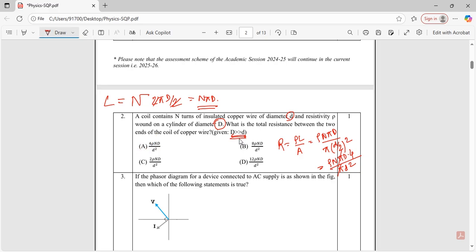That is option 4, so obviously 4 is the correct answer.